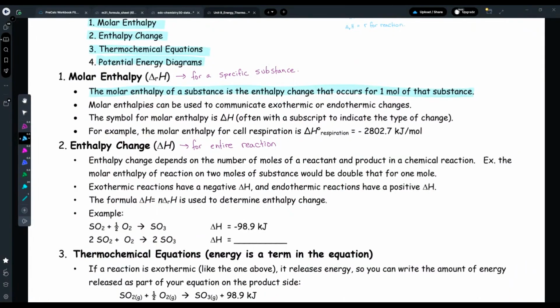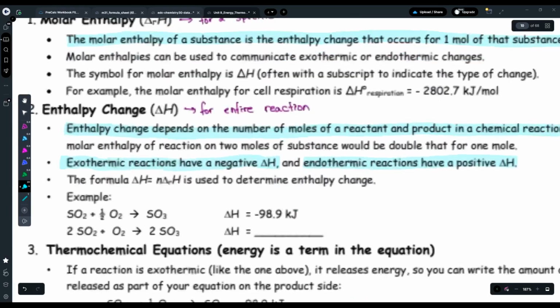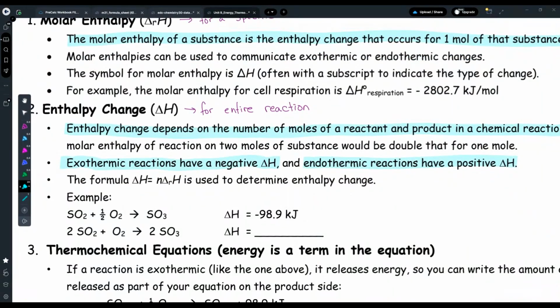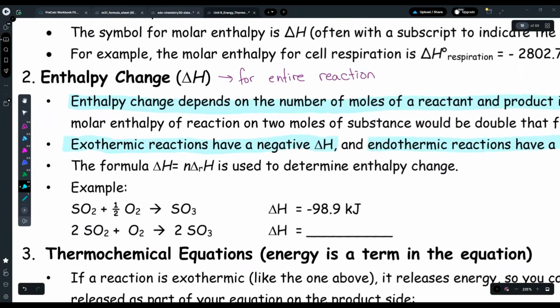Now, enthalpy change depends on the number of moles of a reactant and product in a chemical reaction. So, for example, the molar enthalpy of reaction on 2 moles of a substance would be double that for 1 mole. Now, as I said before, exothermic reactions have a negative change in enthalpy, and endothermic reactions have a positive change in enthalpy. So that's something you really need to know. The formula, change in enthalpy is equal to moles times the molar enthalpy of reaction, is used to determine enthalpy change.